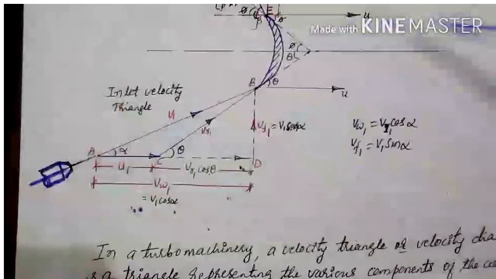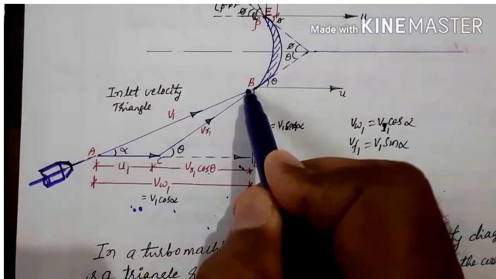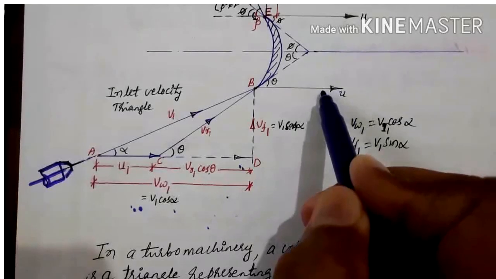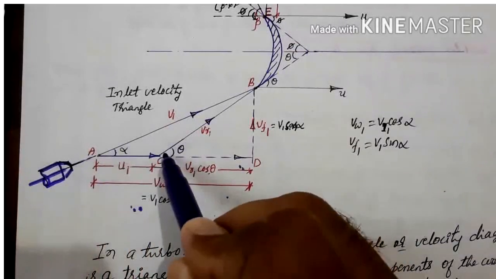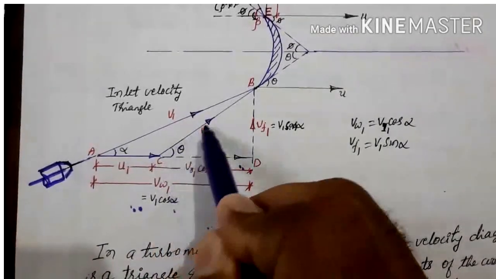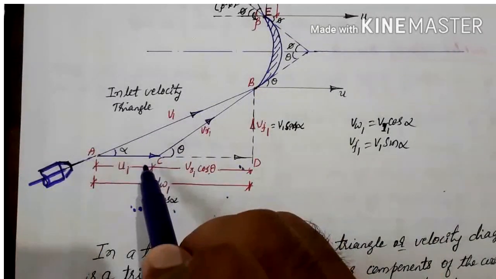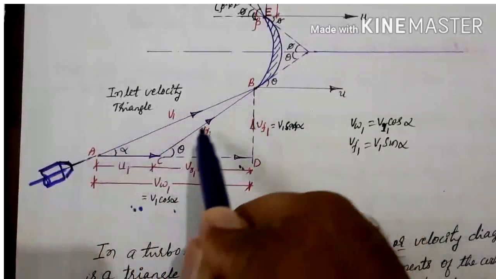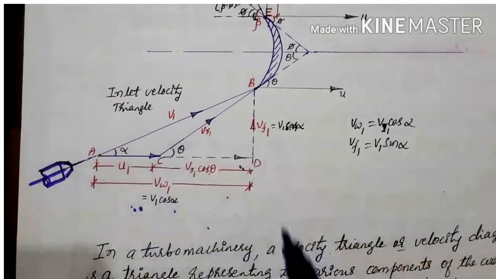Okay, so here we have drawn this v1, then this is the motion of the blade, and this motion of the blade we have shifted here and kept here like this. Then the difference of these two will give you the relative velocity. Then the triangle ABC is an inlet velocity triangle. Okay, triangle ABC is an inlet velocity triangle.